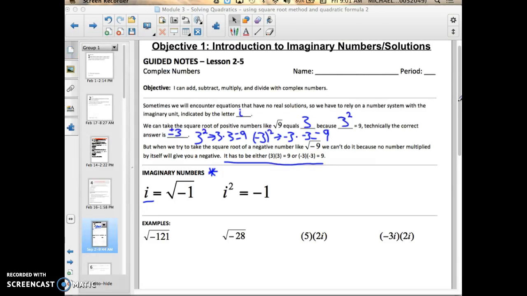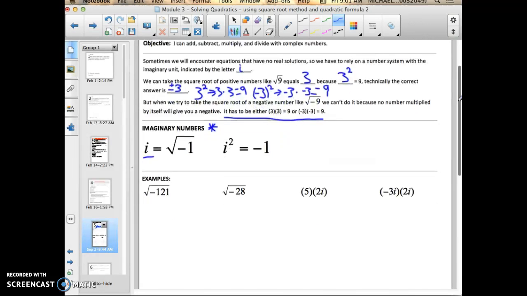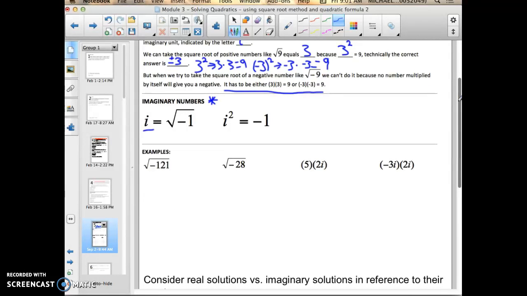Let's look more into detail as to why it needed to be created. First, there are two rules that go with it. i equals the square root of negative 1. So now we can take a square root of a negative. And when you take the square root of a negative, instead of writing negative in your answer, you need to replace it with i, and it becomes free of the radical. We'll talk more about that in just a second. The other rule is that i squared equals negative 1.